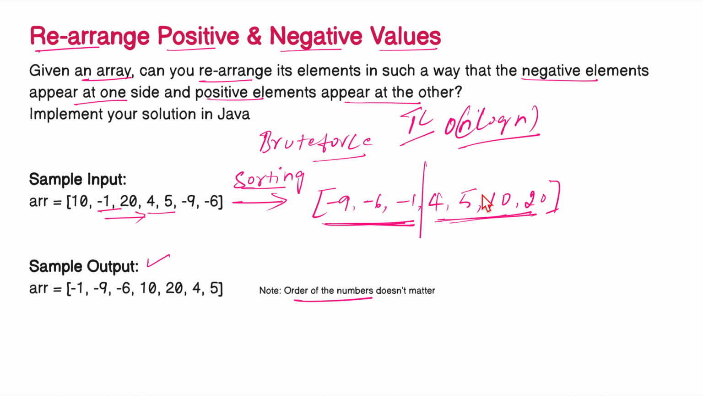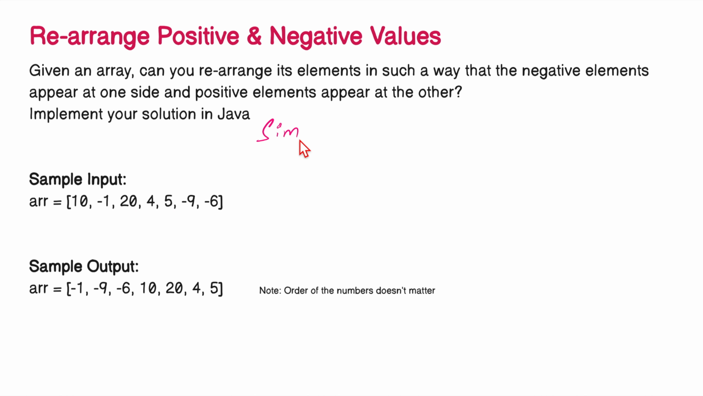Yes, let's discuss that. Another simple solution is by using a temporary array. We'll create an array of the same size as the input array, and whenever a positive value comes, we'll insert it on the right side, and whenever a negative value comes, we'll insert it on the left side. Let's see with an example.